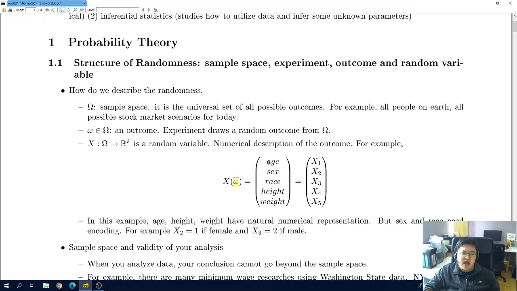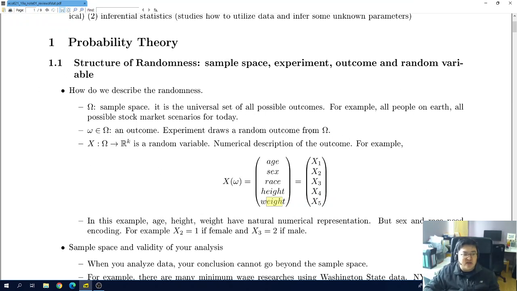Like for example, the age or sex or race or height, weight. There can be more. So even if you draw once, you may have many variables. So still it is one experiment. That's an important point. You did just one experiment and you draw one randomness, but you have in this example 5 random variables. So that's a subtle difference, but the structure is quite straightforward.